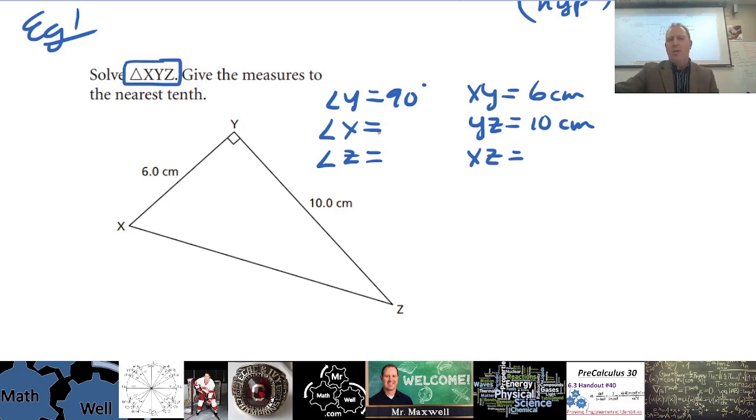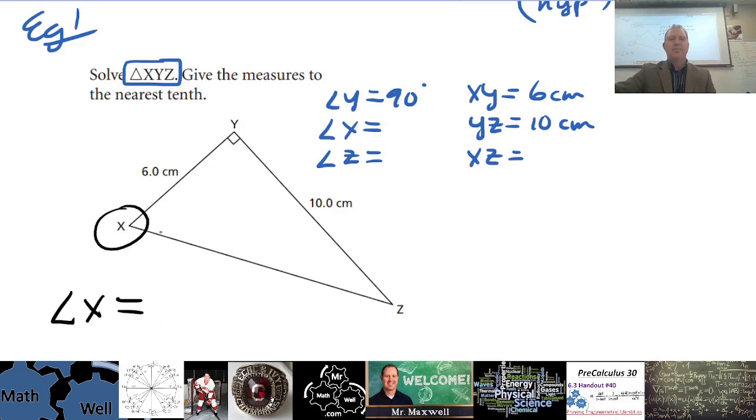All right. So what do you want to find first? Angle x, angle z, or x, z? Because you have the ability to find any one of these right now. You want to do angle x? Okay. Let's do angle x down here. How am I going to get angle x? Now I'm going to go straight to angle x.